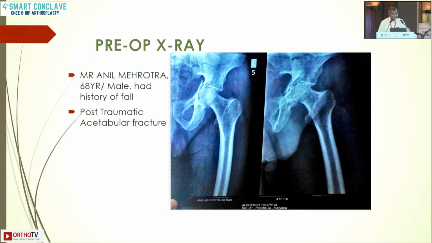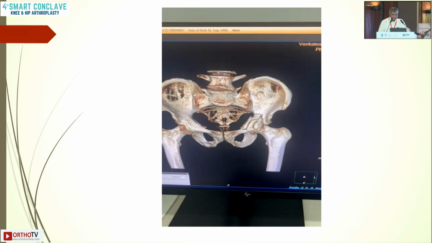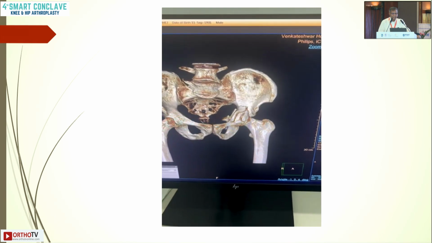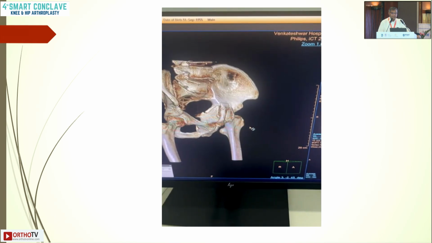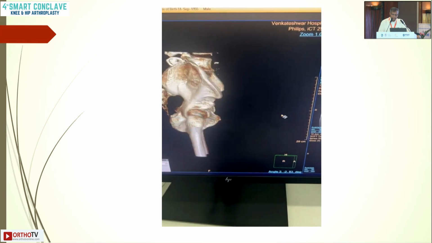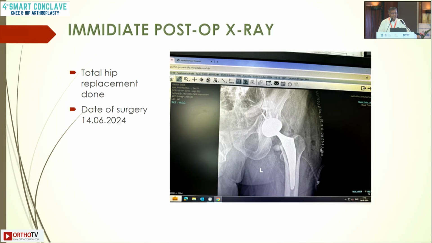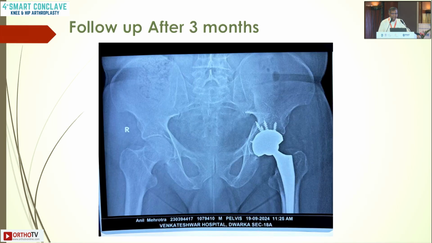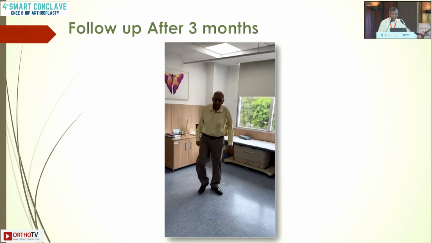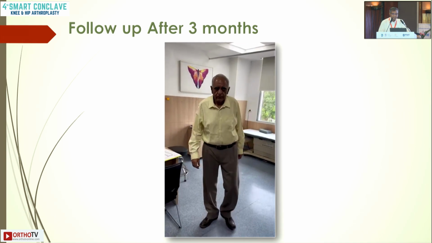There is another case, a 68-year-old male, history of post-traumatic acetabular fracture. Here, the CT scan shows there is an anterior column fracture. I found the superior dome and inferior ischial dome suitable for our fixation. I did the total hip replacement. And this is 3 months post-surgery, and the patient is walking comfortably.